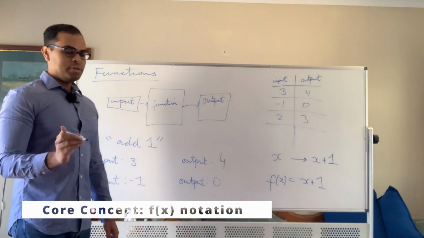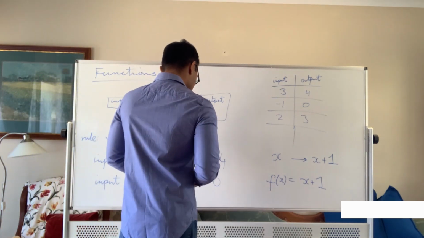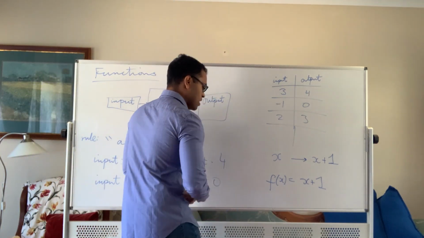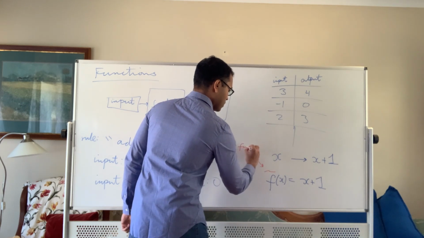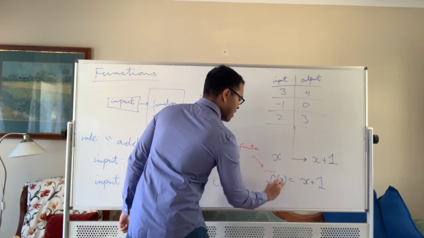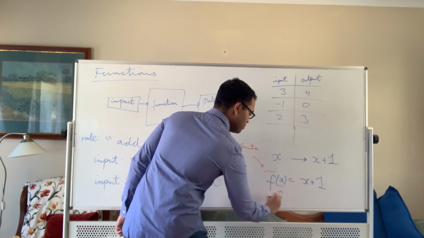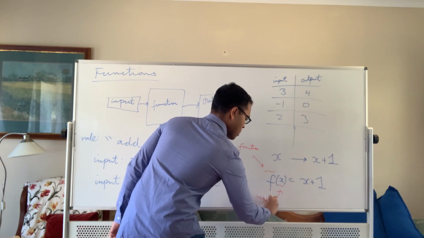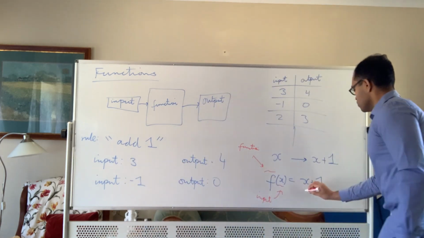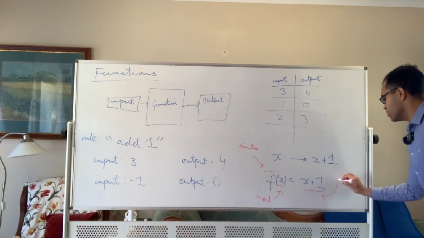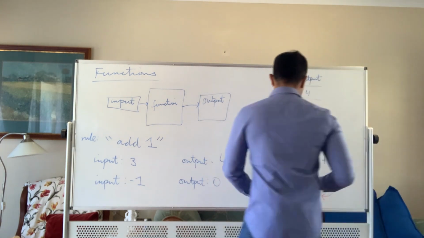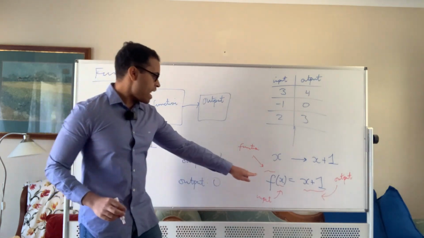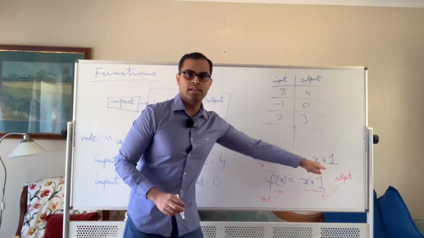What this means is that our f here, I'm just going to put this in red, our f here is going to be our function. Our x here is going to be the input, and the x plus 1 here is going to be the output. And the way you read this equation is you say that f of x is equal to x plus 1.